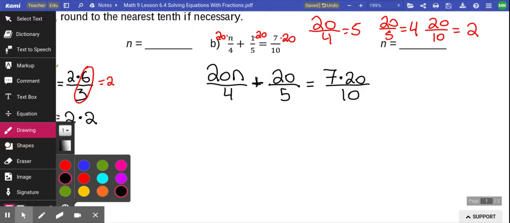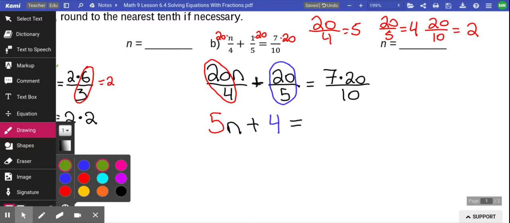On the left fraction, 20 divided by 4 becomes 5, and the n is still there, plus 20 divided by 5 is 4, equals, on the right-hand side, 20 divided by 10 would equal 2. 7 times 2 is 14. All right, so I have this 7 times 2 from my 20 divided by 10. And then all I have to do is solve this.